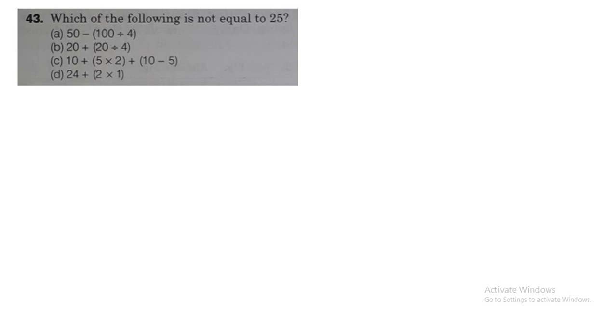Question number 43. Which of the following is not equal to 25? He is asking which among these options is not equal to 25. For that we need to consider each and every option. Whenever you do simplifications, we should follow the BODMAS rule. Some will call it BODMAS, some will call it PODMAS.